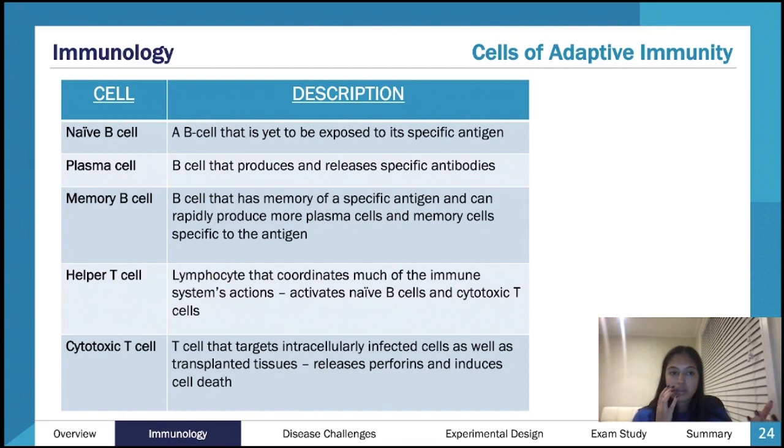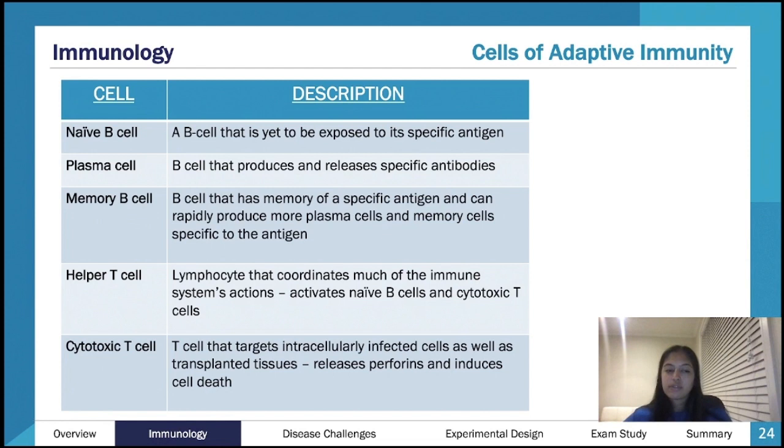Plasma cells and memory B cells fall under this division of B cells. I think I'll probably explain it in a diagram, but this is a good table to refer to. Plasma cells associate with your antibodies. Memory B cells, you just associate with being your memory. So they just hang around and they're good for next infections.